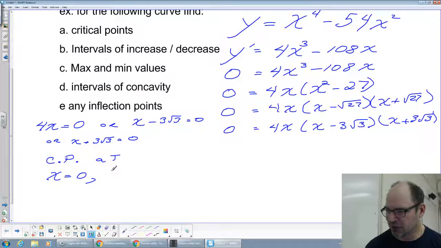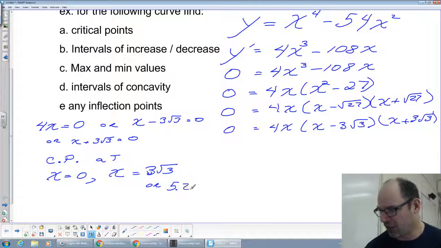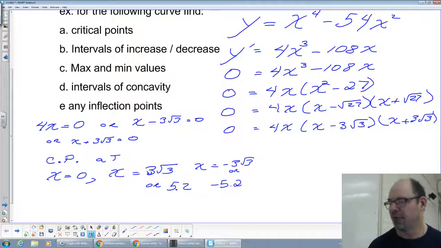And at x equal positive 3 root 3, or if you like, 5.196, so we'll say 5.2, if you prefer the decimal for use on a calculator, or x equal negative 3 root 3, or if you like a decimal, negative 5.2. So there are our critical points for x. There are actually three of them.